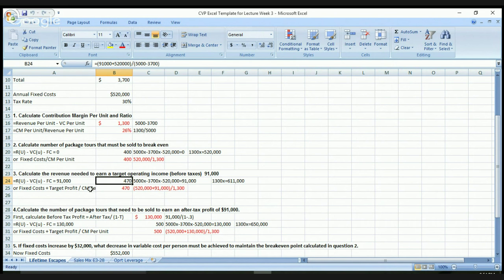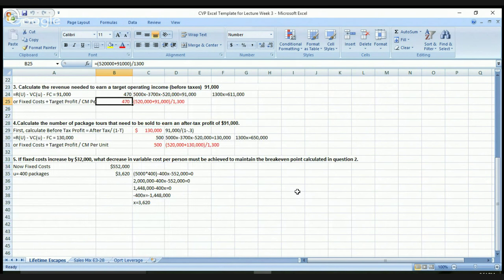Now, the other way you can do is to take your fixed cost plus your targeted profit and divide it by your contribution margin per unit. So that's 520,000 plus 91,000 and divide that by 1,300. And again, I get the same answer of 470 units.